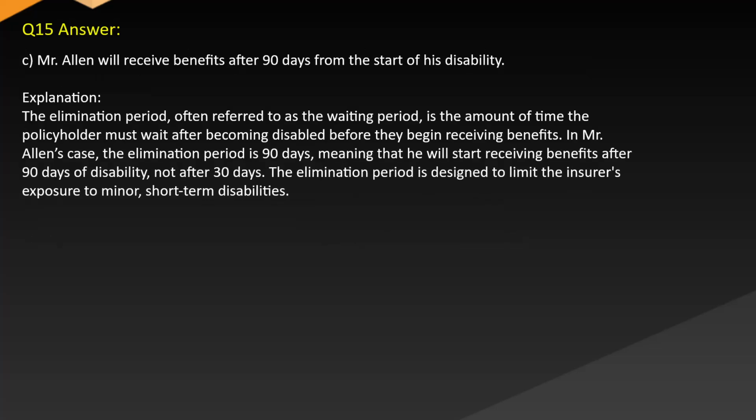Answer: C. Mr. Allen will receive benefits after 90 days from the start of his disability. Explanation: the elimination period, often referred to as the waiting period, is the amount of time the policyholder must wait after becoming disabled before they begin receiving benefits. In Mr. Allen's case, the elimination period is 90 days, meaning that he will start receiving benefits after 90 days of disability, not after 30 days. The elimination period is designed to limit the insurer's exposure to minor, short-term disabilities.